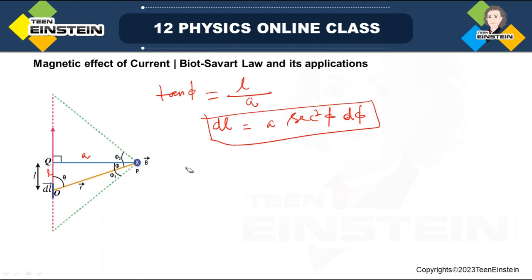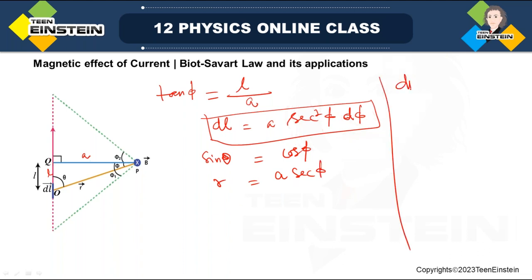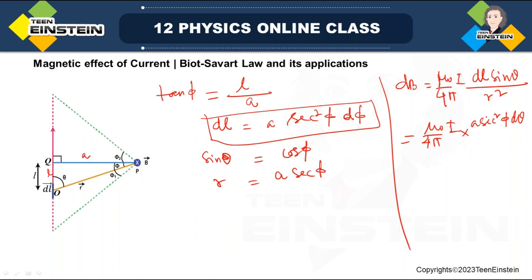Let us write them one by one. What is dl then? Dl is this. And sine theta will be cos phi. R we have obtained already, that is a sec phi. So these are the things we have obtained. So what is the Biot-Savart law? dB is equal to mu 0 by 4 pi, I dl sine theta by r square. Then I have to put in these values. Dl is a sec square phi d phi, and sine theta is cos phi. So r square is a square sec square phi.